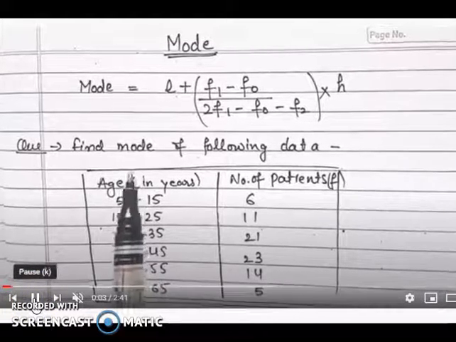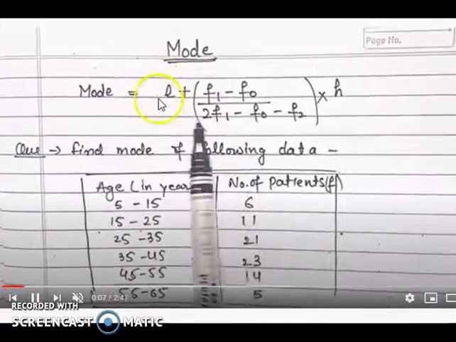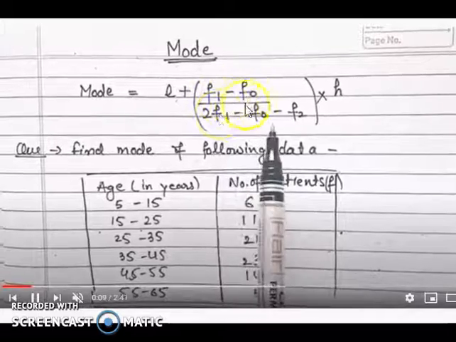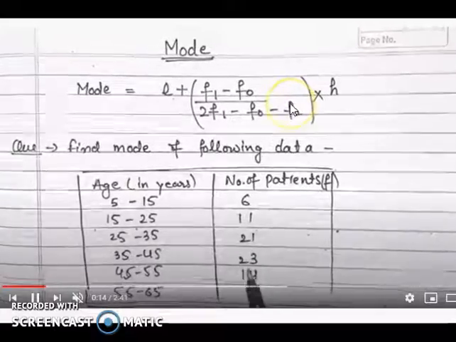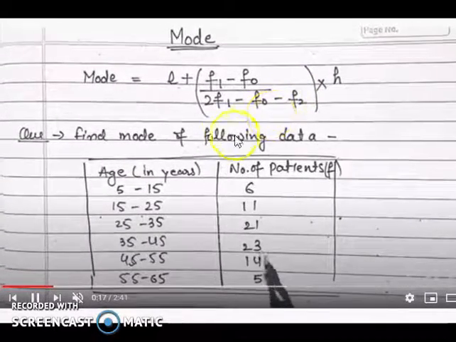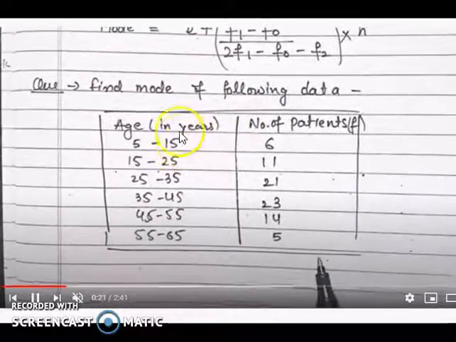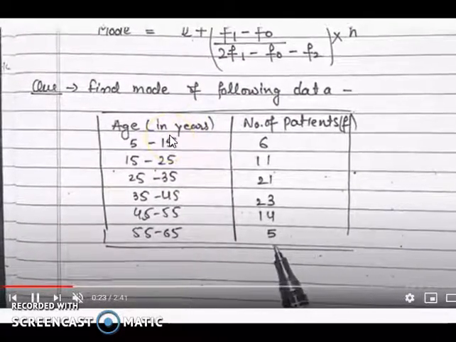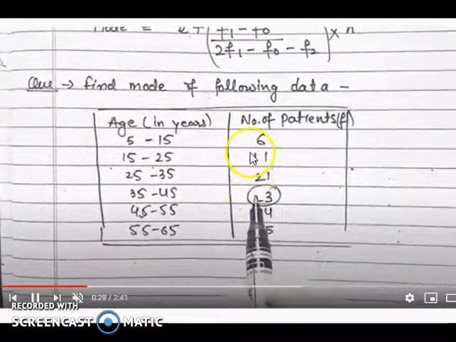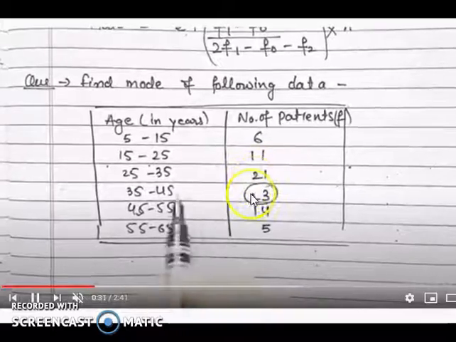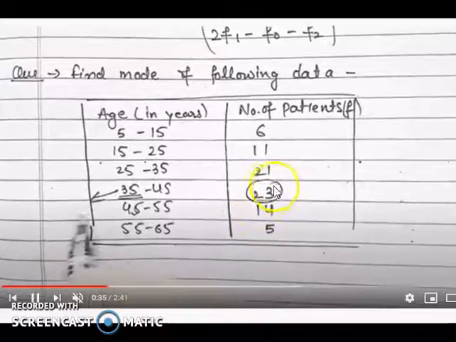So in continuous series, how to find the mode is shown here. The formula for finding mode in continuous series is L plus (F1 minus F0) by (2 F1 minus F0 minus F2) into H. If a question is given, find the mode of the following data. Age in years is given as 5 to 15, 15 to 25, 25 to 35, 35 to 45, 45 to 55. The frequency that occurs the highest number of times marks the mode.